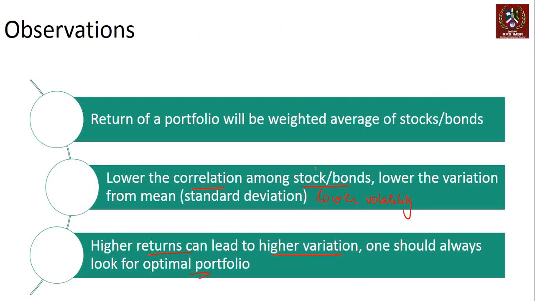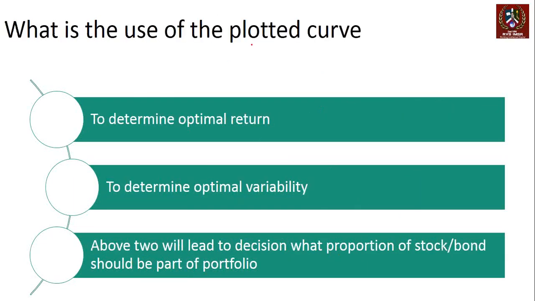We also look at what is going to be the use of this plotted curve. When we look at the plotted curve, the first usage is to determine what is the optimal return, right? What is the highest return? What is the lowest return? What is the return in terms of intermediate calculations that we do for weightages? And the second, what is the optimal variability, which is the least risky portfolio.